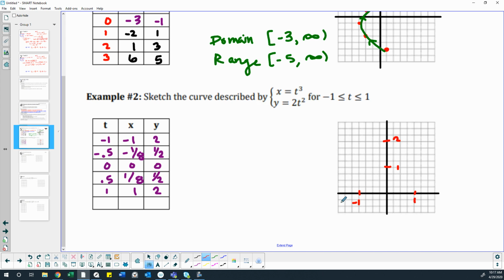All right, so sketching in our points, I've got a point at -1, 2, a point at -1/8, +1/2, a point at 0, 0, a point at 1/8, 1/2, and a point at 1, 2.